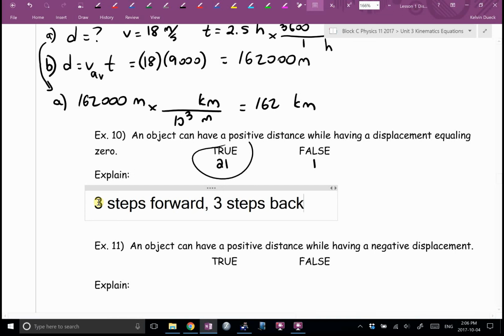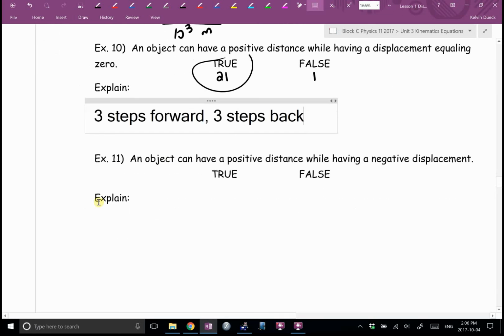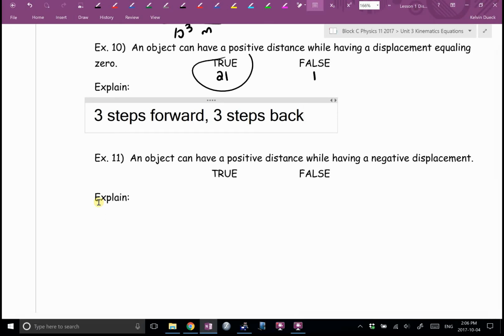You gave me an example. That means it must be at least possible. All right. An object can have a positive distance while having a negative displacement. Once again, you're going to vote. Once again, how high you hold your head up is how sure you are of the answer.